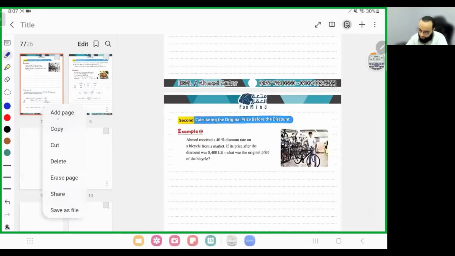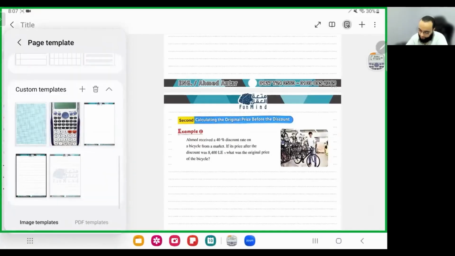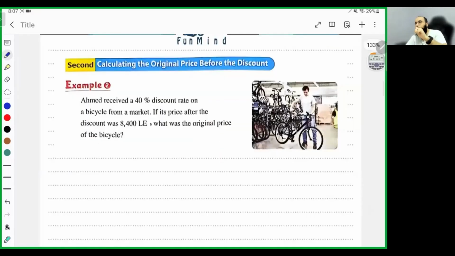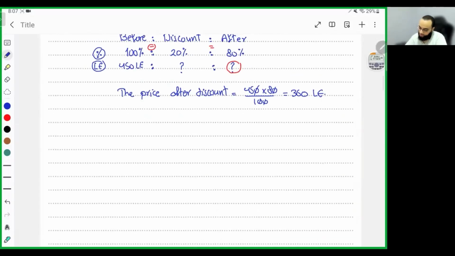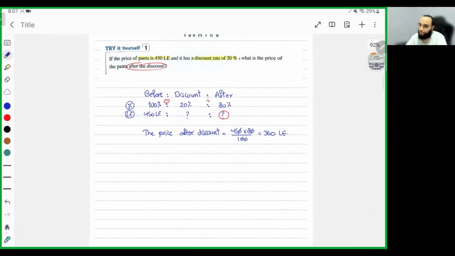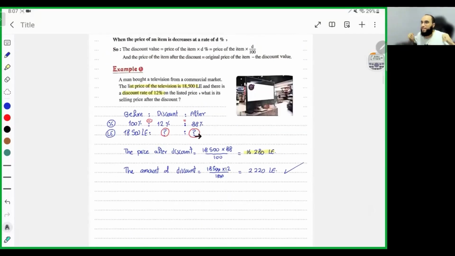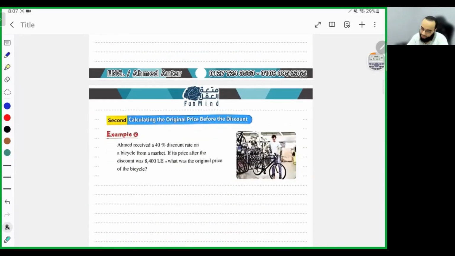Second, calculating the original price before the discount. So right now we are calculating the original price, the price before the discount. In the previous question, we calculated the price after the discount. Right now, I'll give you the price after the discount and I'm asking you about the price before the discount. So, vice versa. Let's see.